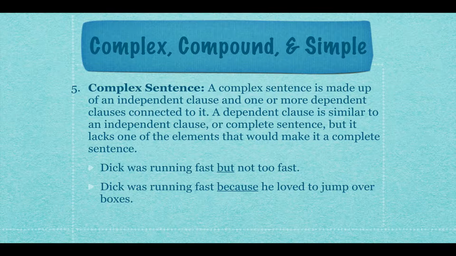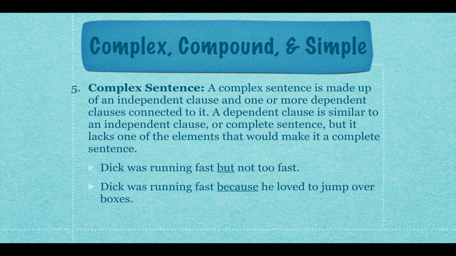Here's a second example. Dick was running fast because he loved to jump over boxes. So the second dependent clause is answering something. It's giving us a reason or a purpose for this first part of the sentence, which is the independent clause.